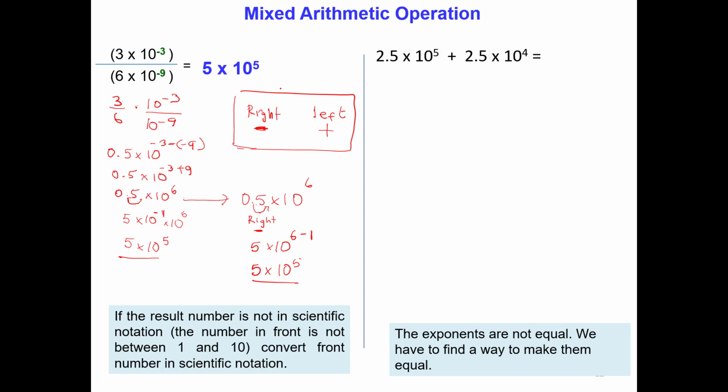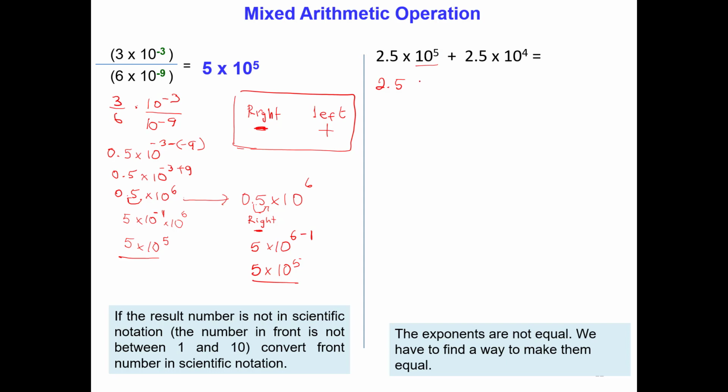And let's try the other problem. We want to add 2.5 times 10 to the power 5 plus 2.5 times 10 to the power 4. Here the only problem is the powers of 10 are not the same. Yes, then we cannot just add and keep the same power of 10 because they are different. The exponents are different. Then what we can do is find a way to get the same exponents. We can use the properties of the exponents.